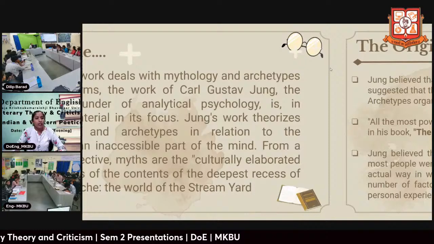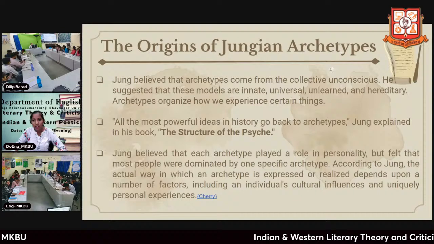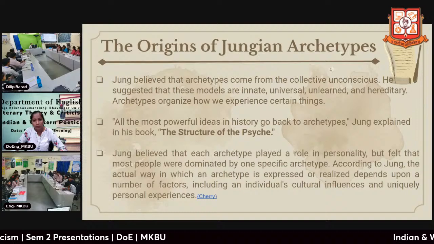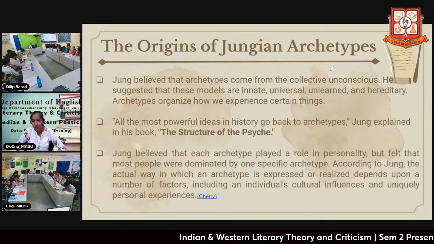Jung believed that archetypes come from the collective unconscious. He suggests that these models are innate, universal, and hereditary. Archetypes organize how we experience certain things. All the most powerful ideas in history go back to archetypes, Jung explained in his book The Structure of the Psyche.